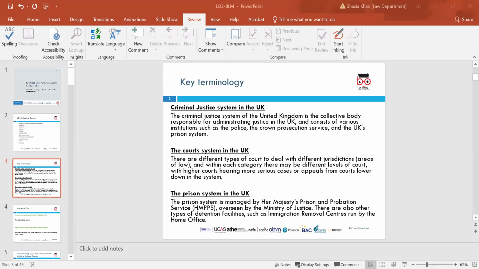104 are public prisons, which are run by HMPPS, Her Majesty's Prison and Probation Service, and 13 are private prisons, run by companies such as G4S, Sodexo, and Serco. So I'm going to give you a little bit of statistics behind it as well. The imprisonment rate for England and Wales is the highest in Western Europe.